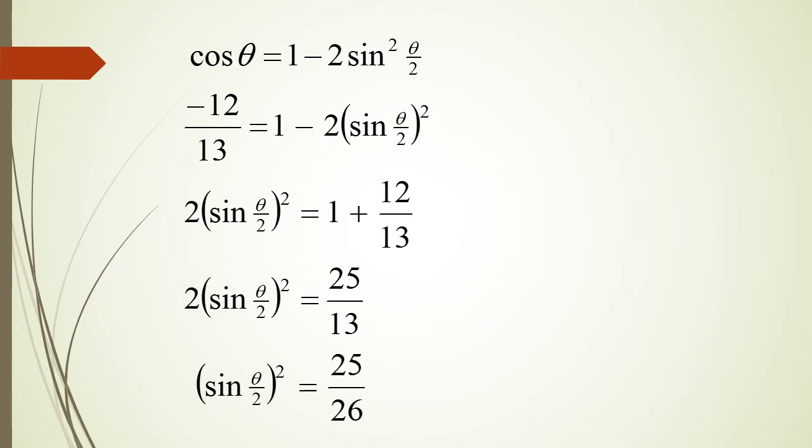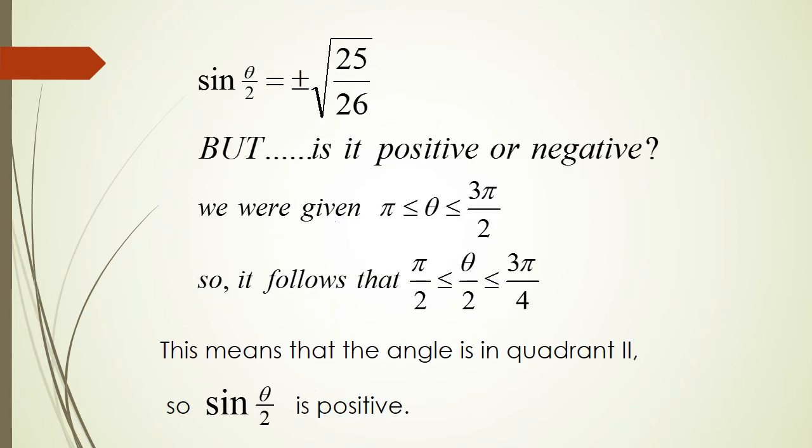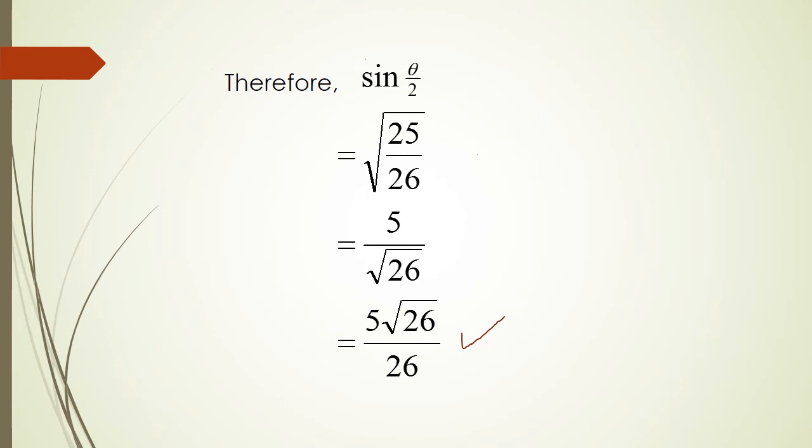Now when we square root, we normally write plus or minus, but we have to figure out, is it plus or minus? Is it positive or negative? If we're given the quadrant for theta, then we can easily divide everything by 2 to figure out the quadrant for theta over 2. It turns out that it's quadrant 2, and sine would be positive in that quadrant. We now know our final answer should be positive. Take the square root of 25, which is 5, and rationalize the denominator.